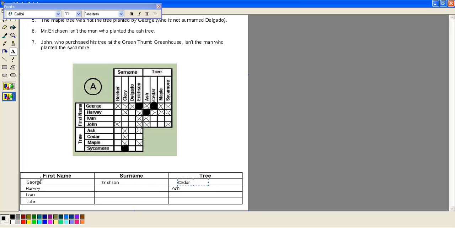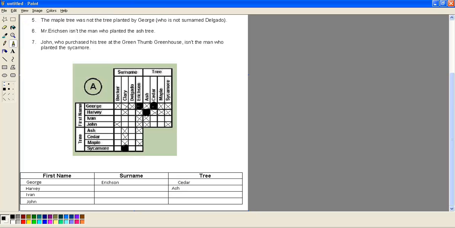Now if we look at our table, it says George did the cedar tree, which means that Erickson did the cedar tree. So we can fill in that box. Erickson did the cedar tree. And if Mr. Erickson did the cedar tree, that means that nobody else did the cedar tree, and that Mr. Erickson did not do anything else. Just like the sycamore tree could not have been planted by anybody else, and the cedar tree could not have been planted by anybody else. You can see we're starting to fill in some of our boxes here. That leaves us with only one option for John. John must have planted the maple tree.